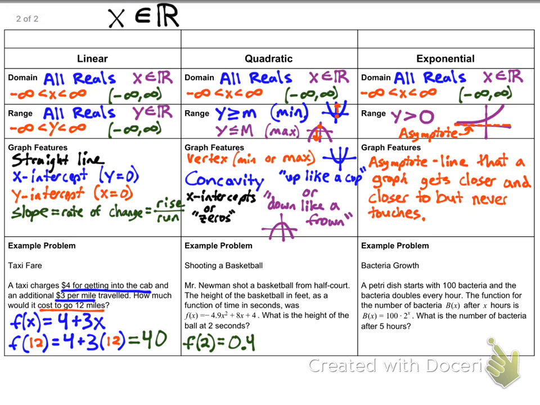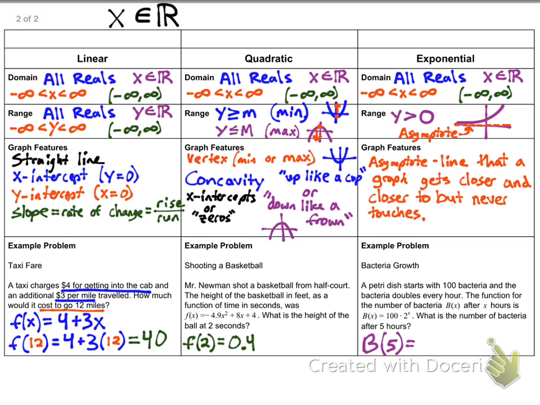Now, the example problem, we have a petri dish. This is an example of bacteria growth. This would be exponential growth. A petri dish starts with 100 bacteria, and the bacteria doubles every hour. The function for the number of bacteria, b of x, after x hours is b of x equals 100 times 2 to the x. What is the number of bacteria after 5 hours?